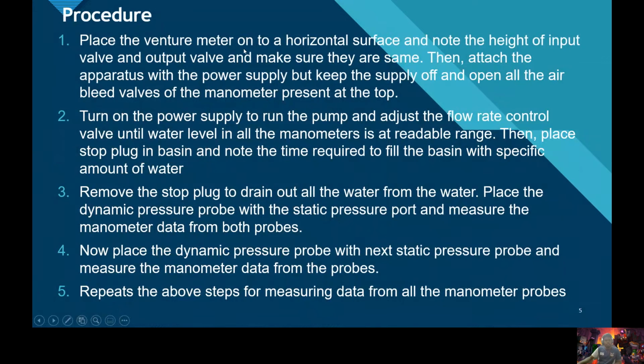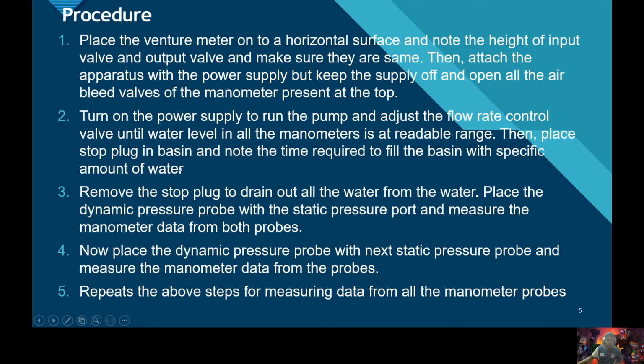In terms of the procedure, place the Venturi meter on a horizontal surface and note the height of the input valve and output valve and make sure they are the same. Then attach the apparatus to the power supply, keeping the supply off, and open all the air bleed valves of the manometer present at the top. Secondly, turn on the power supply to run the pump and adjust the flow rate control valve until the water level in all manometers is at a readable range.